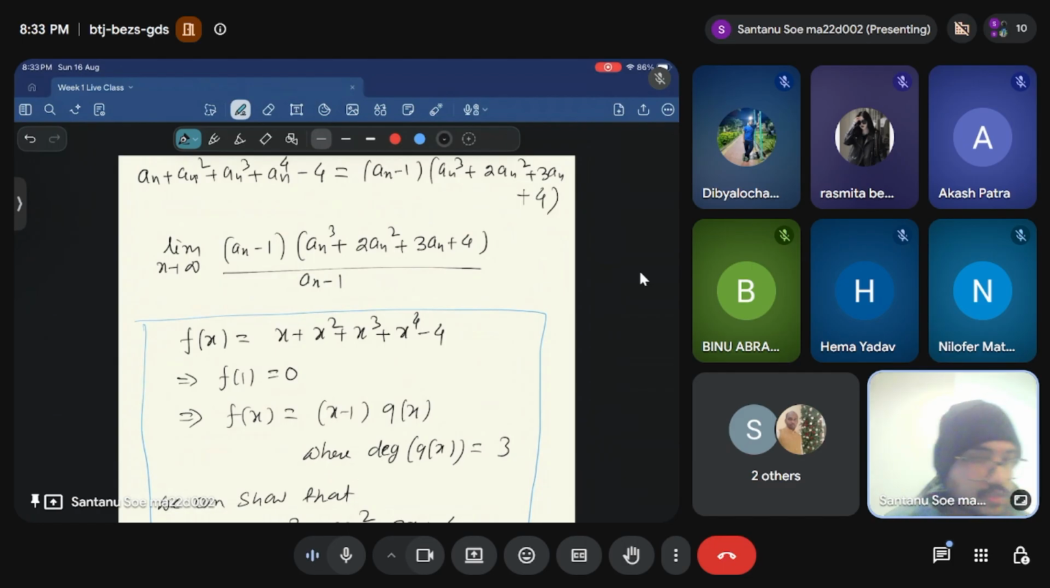Because this type of questions will be solved later, and also in the exams, tons of questions have been asked like this. Maybe the question will be different, but the idea will be the same. So the approach is kind of the same. So shall I go to the next question? Does anyone have any doubts so far? Pinu, Dibbalochan, Dipashri, Hema, do you guys have any doubt?